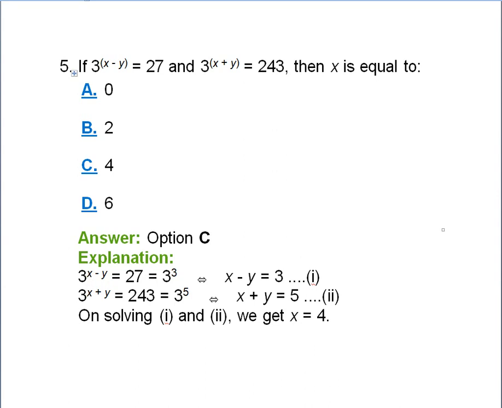Similarly, we'll do the other equation. 243 can be written as 3 raised to the power 5. So x plus y equals 5. Once you solve these two equations by the elimination method or any other method, you'll get the value of x as 4, which is your option C.